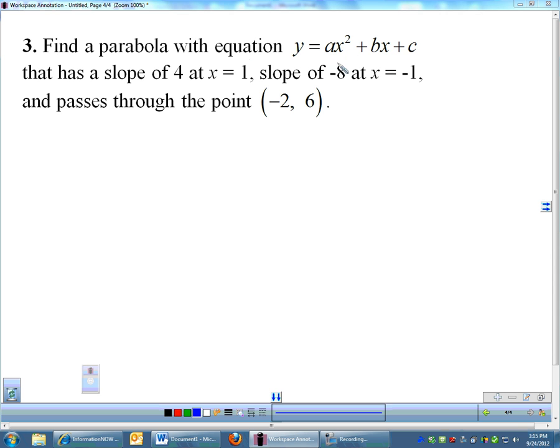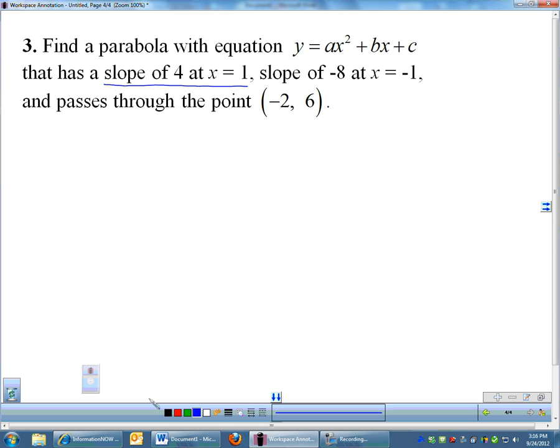I give you a parabola, just a general quadratic equation, ax squared plus bx plus c, and I give you a bunch of information, and I want you to solve for a, b, and c. I'm asking you to find the specific parabola. Well, let's look at this first sentence. The parabola has a slope of 4 at 1.